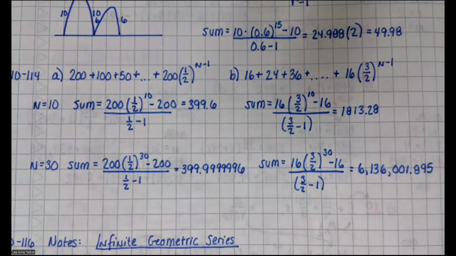What's the difference between these two series? Why is this one converging around a number and this one is just blowing up to infinity? They're both symmetric. Yes. In the first one, the multiplier is less than 1. The numbers are getting smaller. In the second one, the multiplier is greater than 1. The numbers are getting bigger.